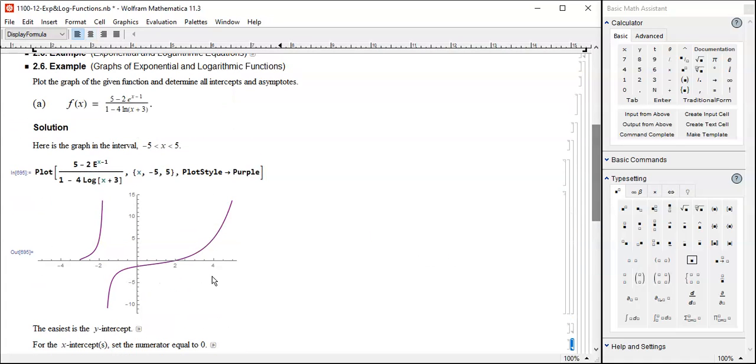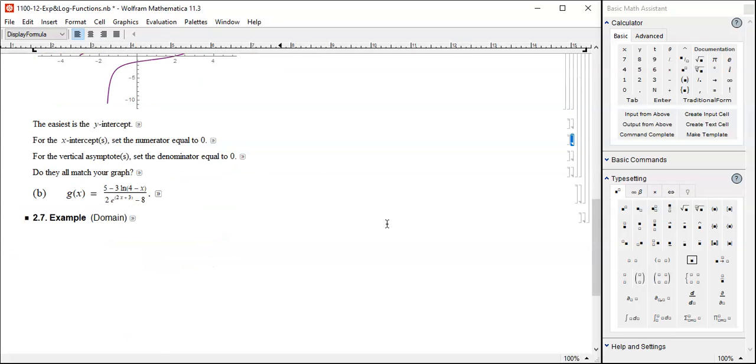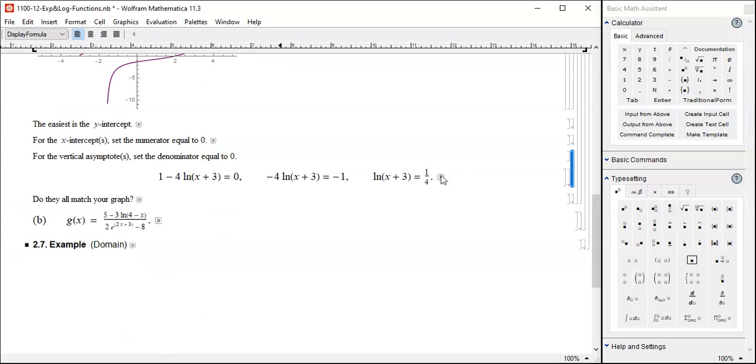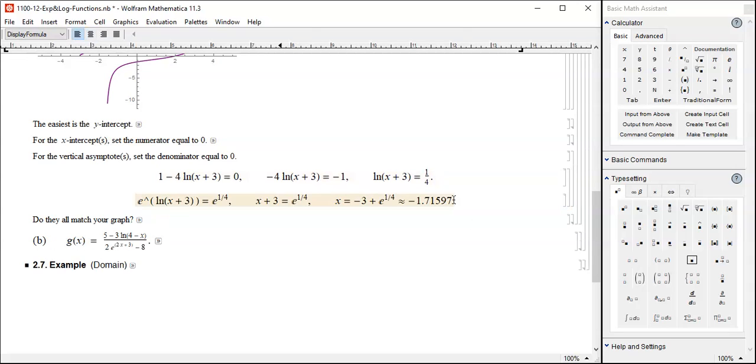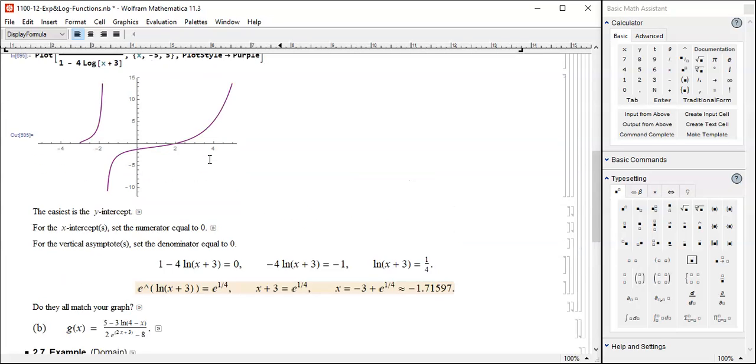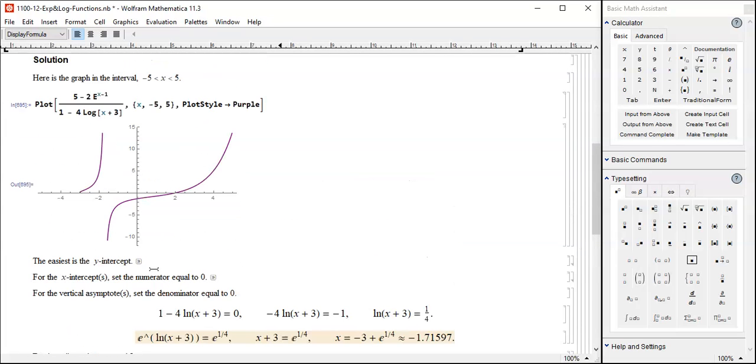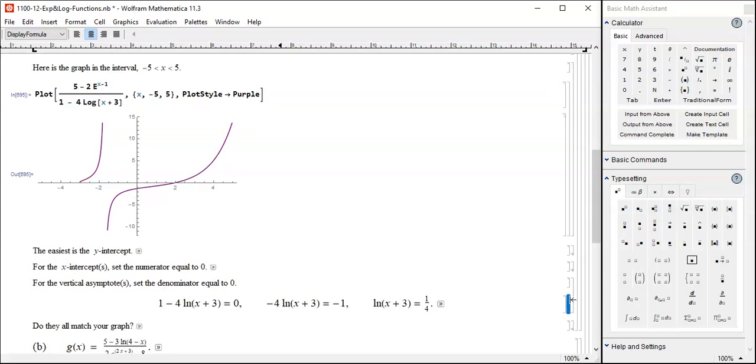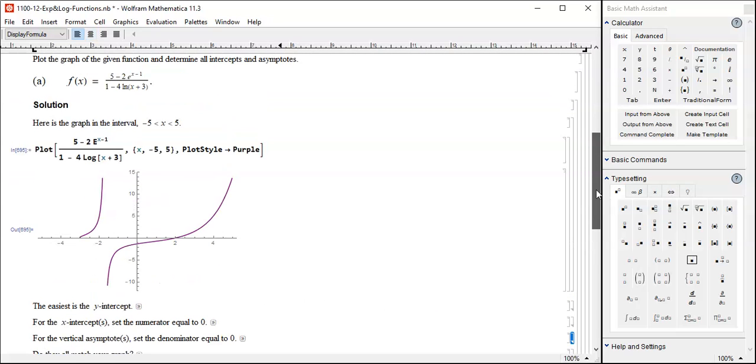Now for the vertical asymptote, we take the denominator equal to 0, and we have a log equation. So for the logarithm, we take the exponential, that will remove the log, and then we get the x value that corresponds to this vertical asymptote. So we wanted those three, and we found those three, and that's the end of the problem.